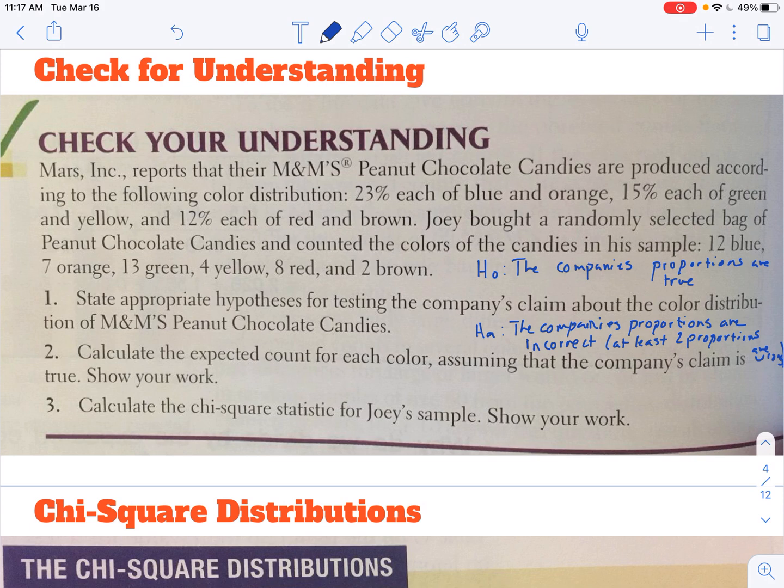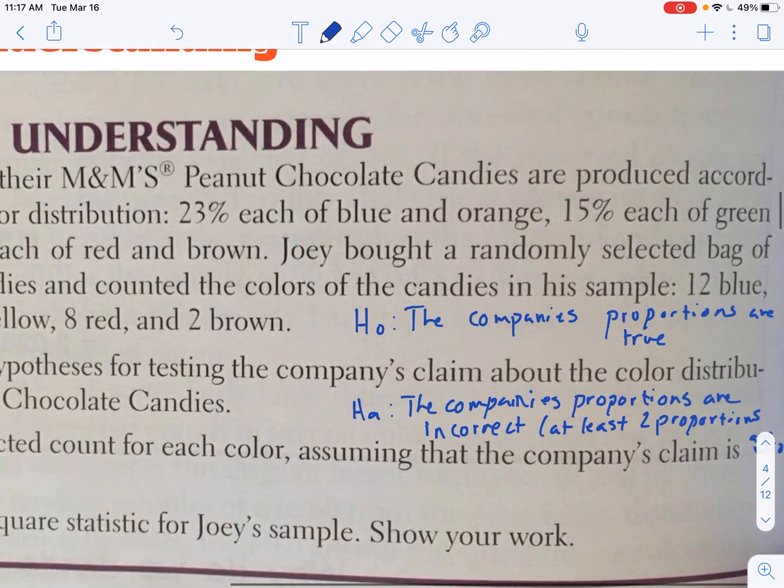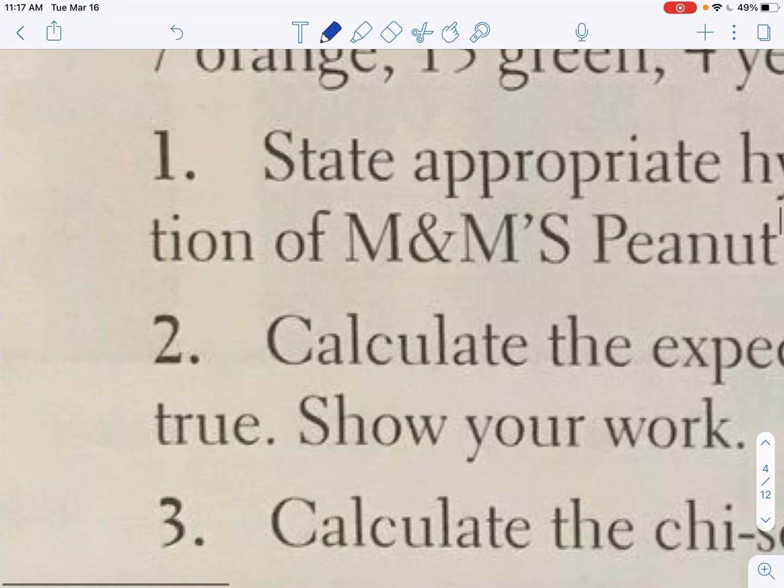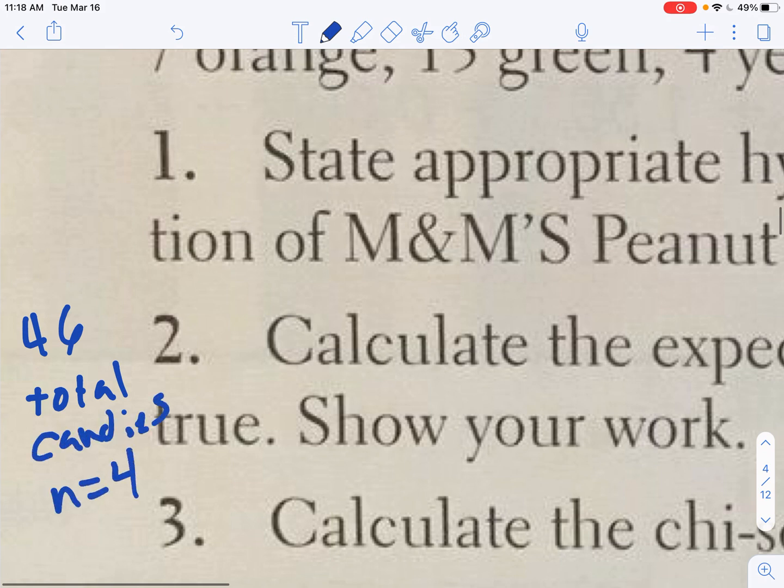All right, calculate the expected count for each color. So, he bought a random bag of peanut chocolate candy. So first we have to figure out what the total size of the bag is. He's got 12 blue plus 7 orange plus 13 green, 4 yellow, 8 red, and 2 brown. So that is... he has 46 candies. So this is his sample size, is 46. So n is equal to 46.